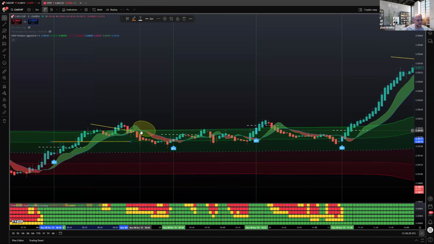But at this stage, we go red. So we go red, count 4 candles back. This is where we're getting out at this point here. So, profitable trade.